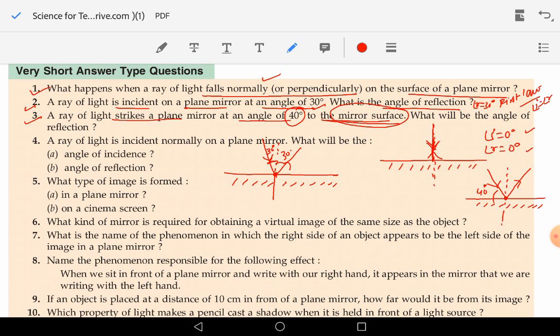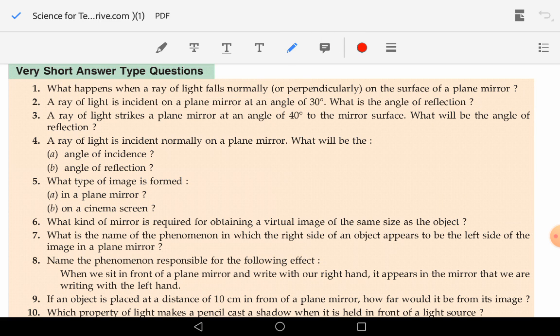Now using this, can we find out the angle of incidence? Yes, it will be 90 minus 40, so it comes out to be 50 degree. So angle of incidence is 50 degree, and according to the first law of reflection, angle of incidence and angle of reflection are equal. So the angle of reflection also comes out to be 50 degrees. So this is the answer for question number 3.